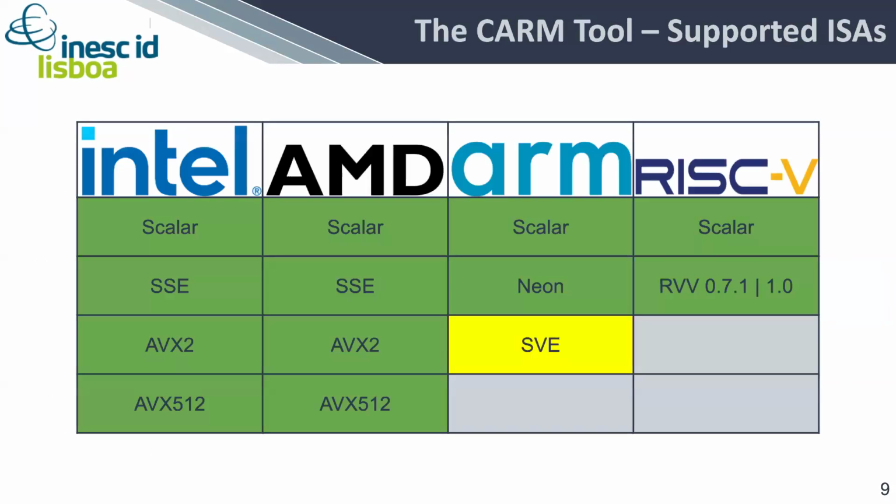Currently the CARM tool supports most vector extensions of the main CPU vendors, with the exception of ARM-SVE, which is a work in progress. With this, I mean that the CARM tool is capable of generating the assembly micro benchmarks that can make use of these vector extensions when they are available in the underlying system.